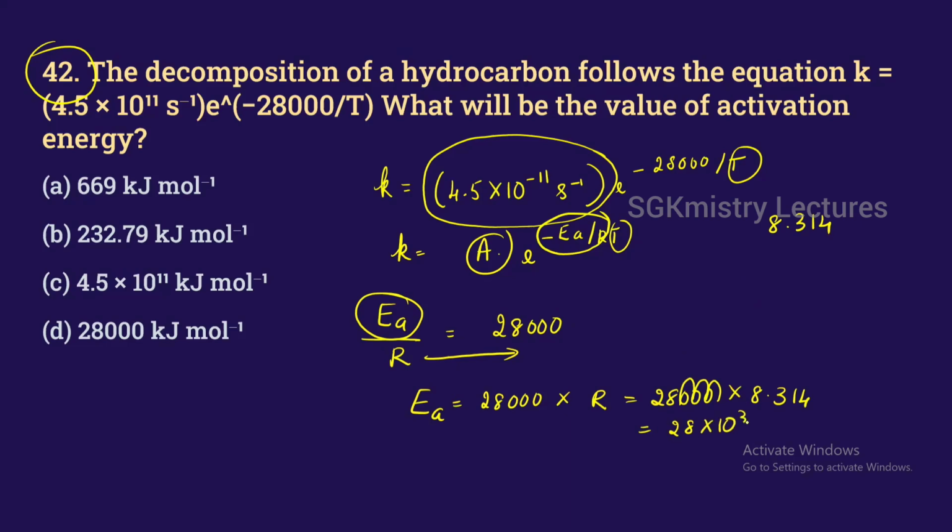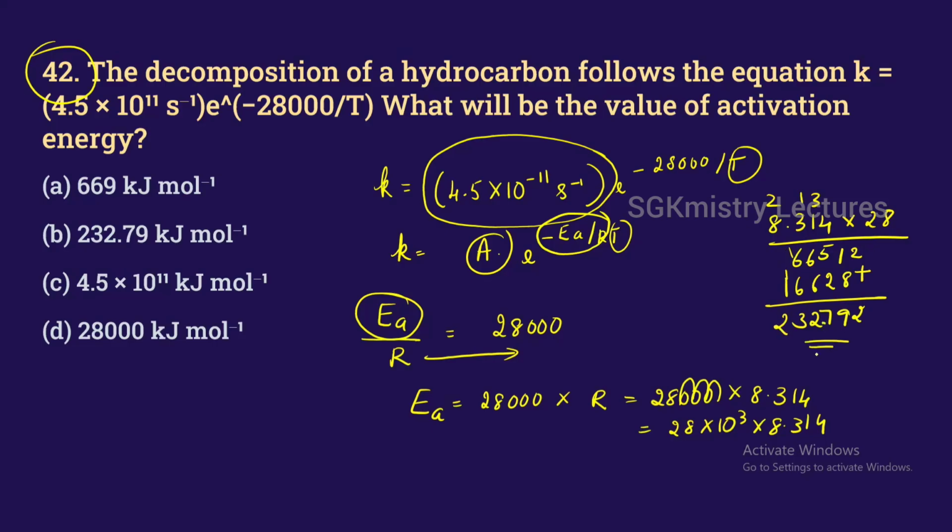28 into 10 to the power of 3 into 8.314. So 8.314 into 28... Now we have 2 4s are 8, 2 1s are 2, 2 3s are 6, 2 8s are 16. Again, I can write the points here.